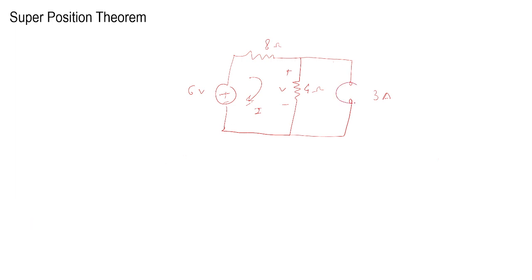So I am going to draw here the 3 ampere current source. Again, this voltage source needs to be replaced with a short circuit. So what I am going to do, I am going to replace this with a short circuit. This is the step 2 that we are doing here. So this voltage source will be replaced with a short circuit.